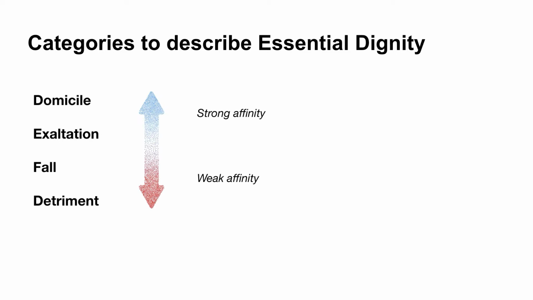There are multiple categories to describe essential dignities, but the most used ones are domicile, exaltation, fall, and detriment. The planet that has the strongest affinity with a sign is in domicile in that sign. When a planet has the next strongest affinity with a sign, we say that it is exalted in that sign. The opposite condition of domicile is called detriment, and the opposite condition of exalted is fall.